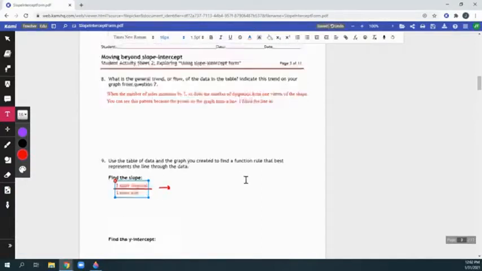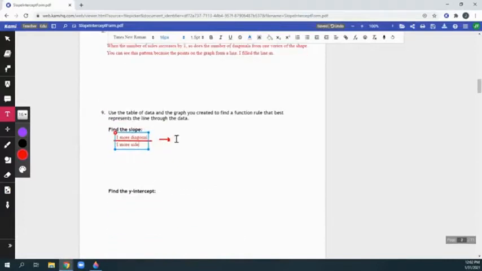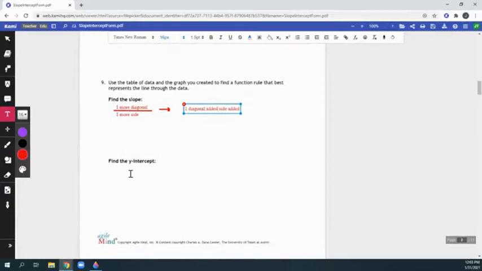Okay, I was saying sides are x, x goes on the bottom, diagonals are y, y goes on the top, so I need to put diagonals over sides, not the other way around. So we know that the slope of this line that we're graphing is one diagonal per side. I'm going to say diagonal added per side added so that we can understand what we're talking about a little bit more.